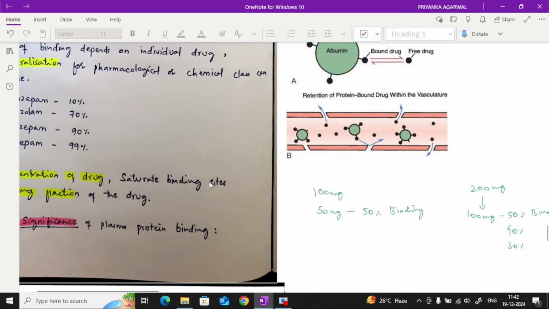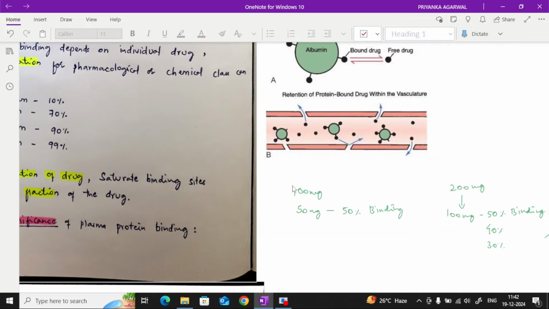Like for example, if we are taking 100 milligram of drug, out of this 50 is getting attached to plasma proteins. So we can say 50% is the binding. Imagine if you increase the concentration to 200, can we say the same amount of drug will bind? Can we say again the 100 milligram and 50% will bind? No. Why? Because we have limited amount of plasma proteins. So now instead of 50%, it may bind to 40% or 30% of the administered drug.